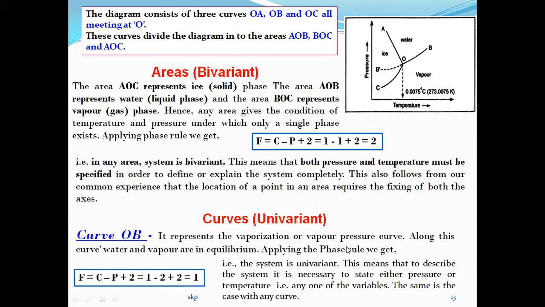So by applying the phase rule, again there are two phases. Now for this line, two phases are in equilibrium. That means degrees of freedom is 2 minus 2 plus 2 will be 1. So for any curve, degrees of freedom will be 1, and that's why we can say curves are univariant. That is, to describe the system at curve OB, it is necessary to state either pressure or temperature. Any one of the variables can describe the system on the curve OB.